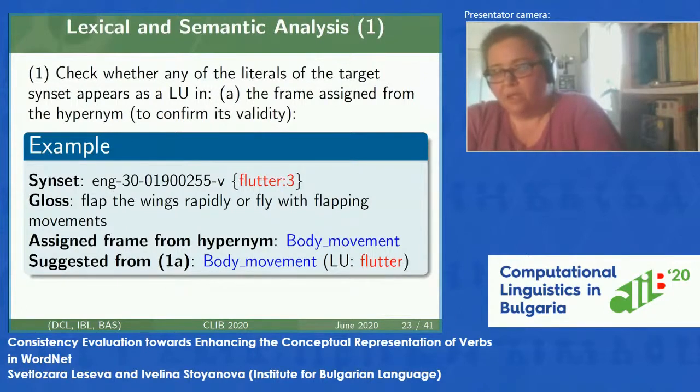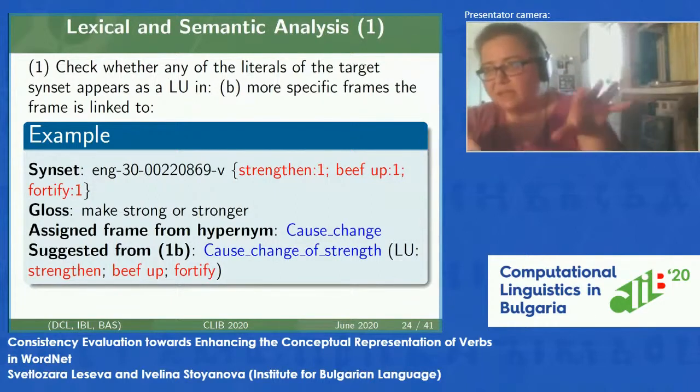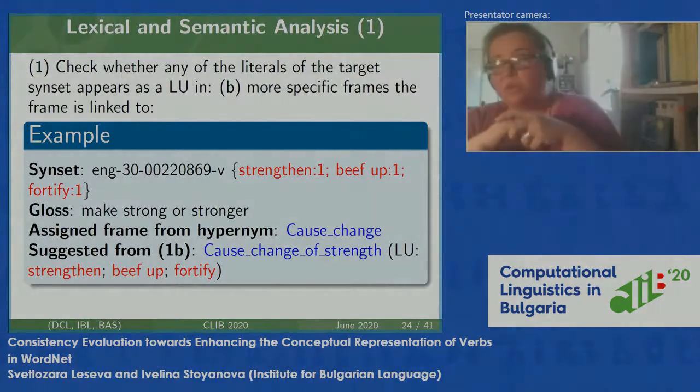The second one is also to check if the literals appear as lexical units, but we extend to cover more specific frames of the frame that is being assigned, so that we are trying to find a better fit. By more specific, what we mean is related through an inheritance relation, either direct inheritance, strong inheritance, or weak inheritance.